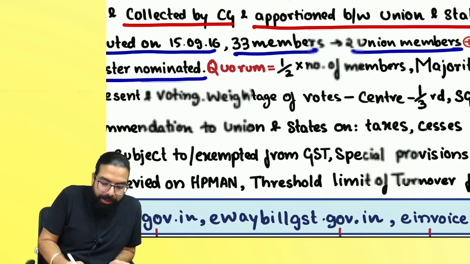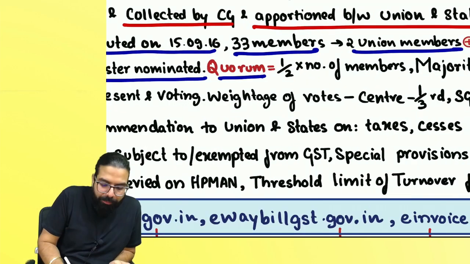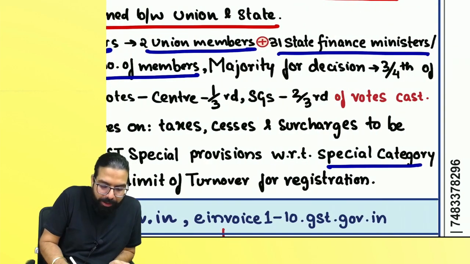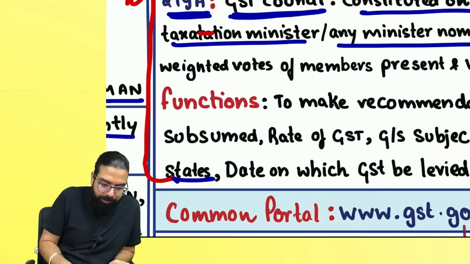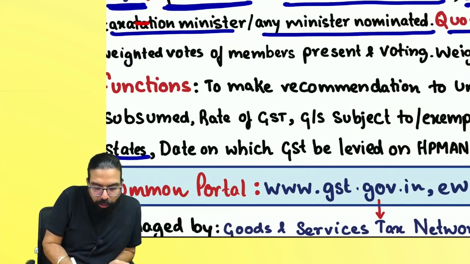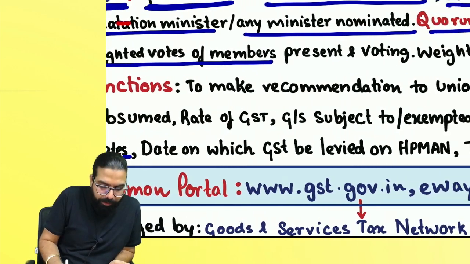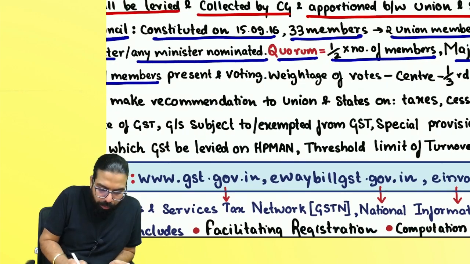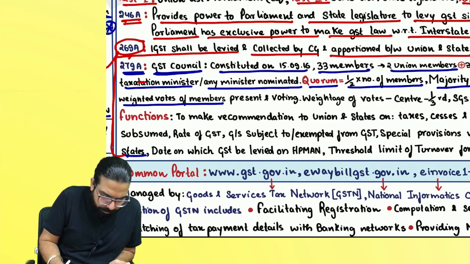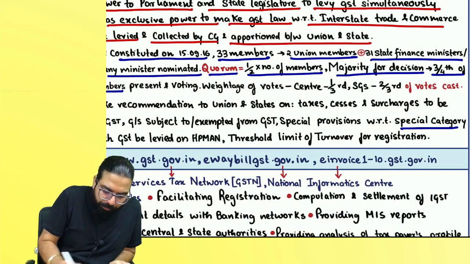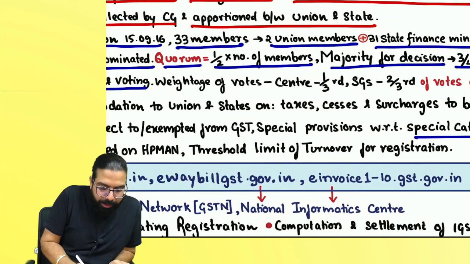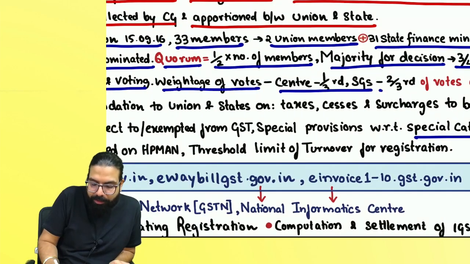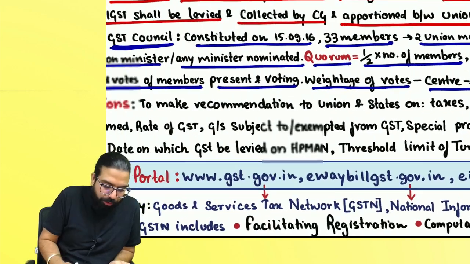Okay, everyone. Then it says quorum. Quorum should be how much? Half of the number of members should be present for a meeting to be held. Majority is what? By 3/4. 3/4 means how much, everyone? 75%. Weights of the votes of the members. 3/4 of the weighted votes of the number of members present and voting. Weight of votes: center is 1/3, state is 2/3 of the total votes cast.